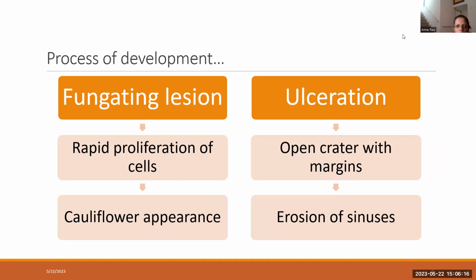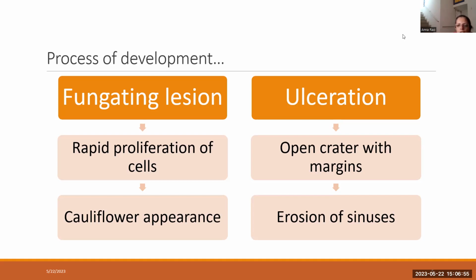So this is the process of development. In a fungating wound, there is rapid proliferation, and within no time you will find a big cauliflower appearance. It causes a lot of ulceration because of oozing. It is damaging the surrounding skin, and you will see a crater-like thing. The surrounding will have a boundary, and in the middle there will be a lot of exudates. So it will look like a volcano.